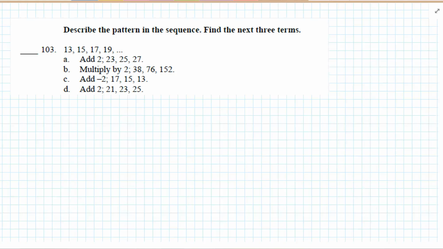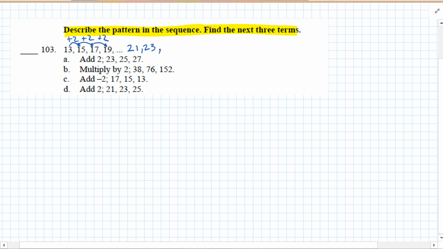Algebra 2, Chapter 11 review, question number 103 states, describe the pattern in the sequence and then find the next three terms. Okay, so we look, and hopefully just by observation, by inspection, we can see we are just adding 2 every term. The next three terms would be 21, 23, 25. So the correct answer for this would be D.